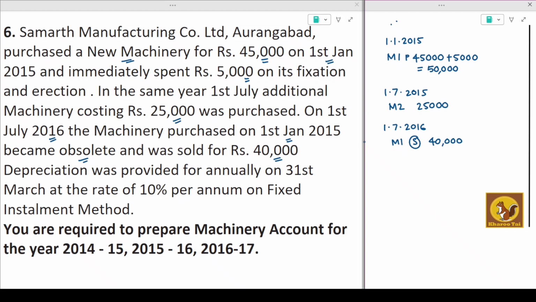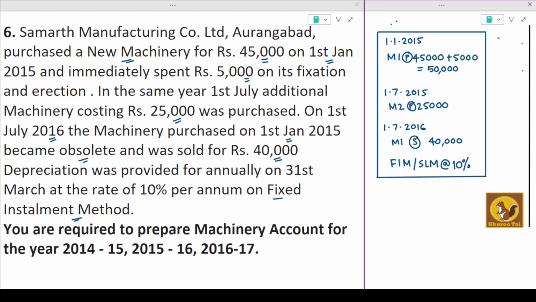These transactions were of purchase. This one is of sales. So transactions are over. What is next? Depreciation was provided for annually on 31st March at the rate of 10% per annum on fixed installment method. Fixed installment method means straight line method at the rate 10% per annum. You are required to prepare machinery account for the year 14-15, 15-16 and 16-17.